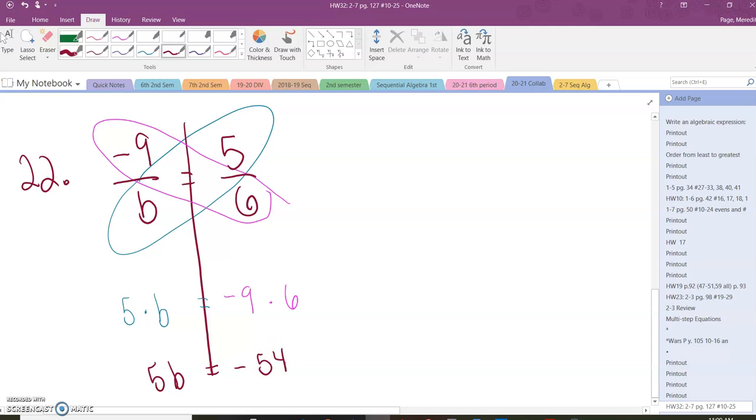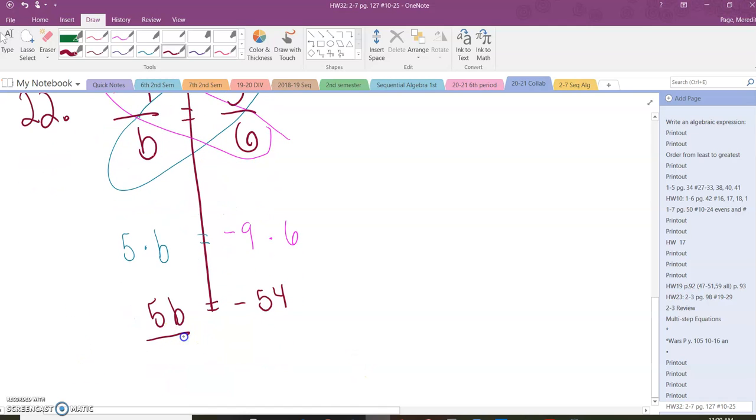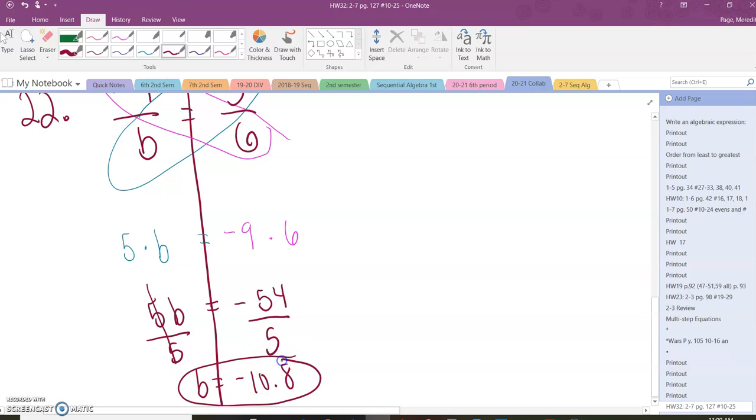Last step is going to be to divide both sides by 5. The reason I'm dividing here is because that says 5 times b. In order to get b by itself, you have to move the 5, so you do the opposite. Whatever you do to one side, you got to do to the other. You'll end up with negative 10.8. Done.